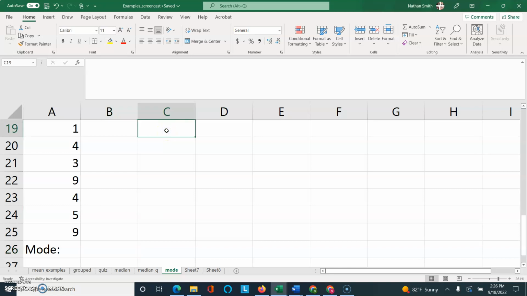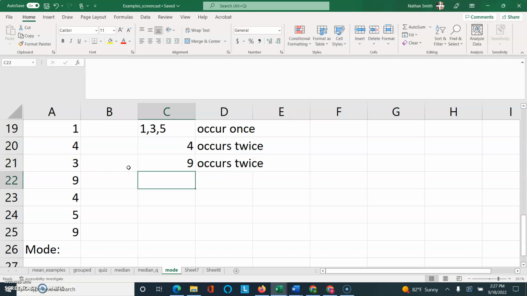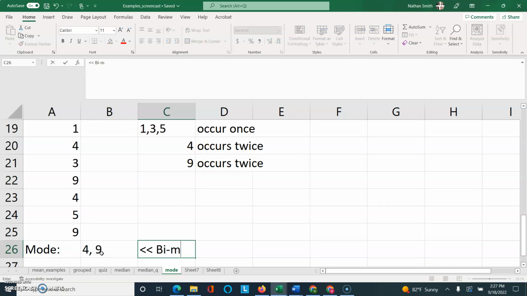Okay, so just for a little sake of time here, we can see that the 1, the 3, and the 5 all occur once. There's only one data point with those three values, respectively. The 4 occurs at this data point and also this one. So the 4 occurs twice, and the 9 also occurs twice. Okay, so in this case, we actually have two modes. So the 4 and the 9 are both the modes in this example, and this is what we call bimodal. Okay, you could have multimodal data sets with three modes, and that's what we call trimodal, and so on and so forth.